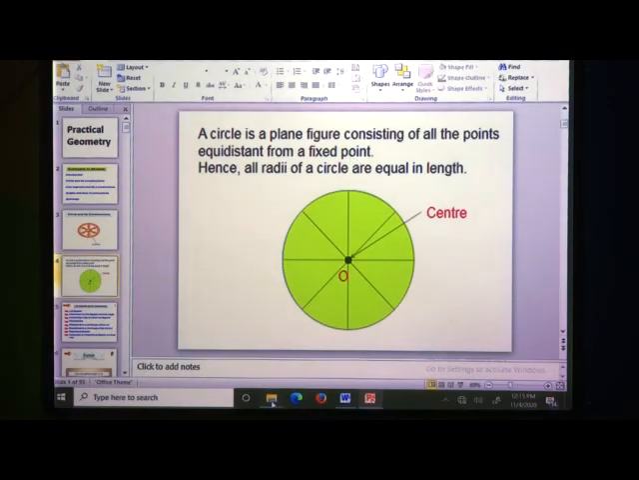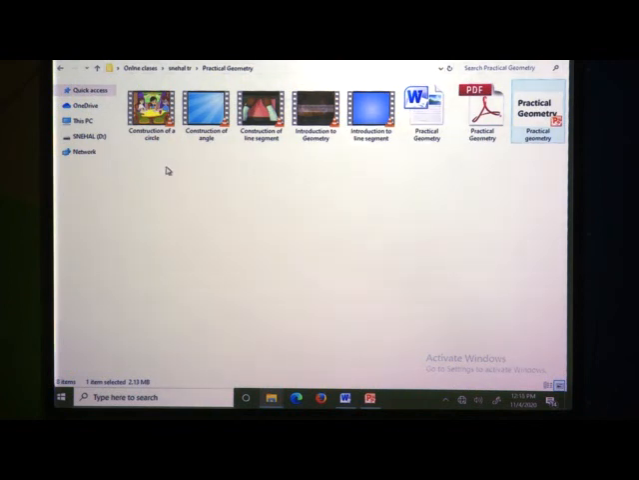So let us see a video regarding geometry. Let us see what is geometry.